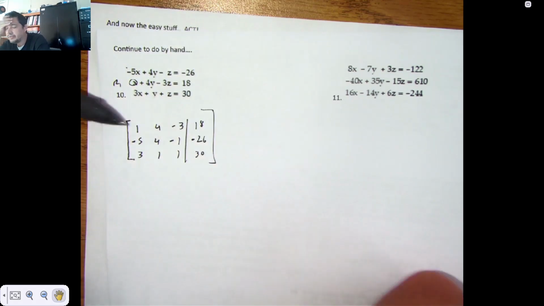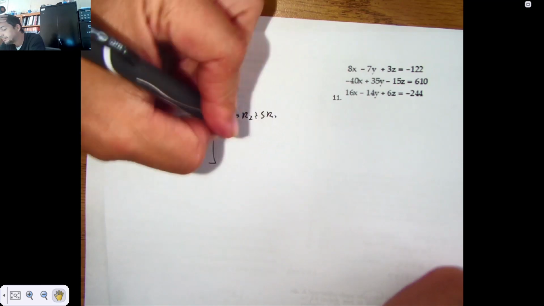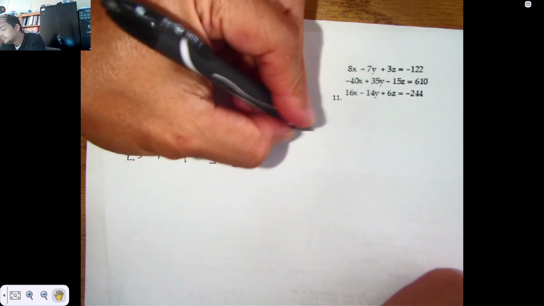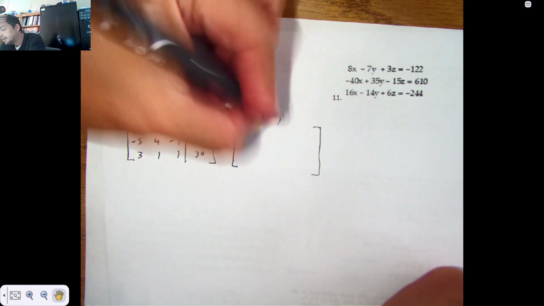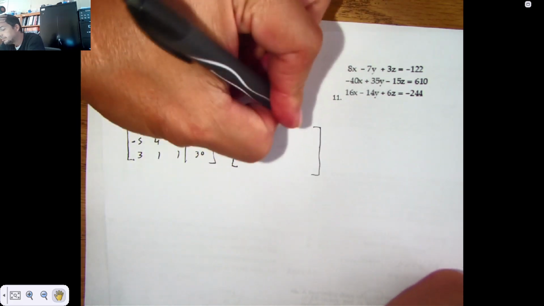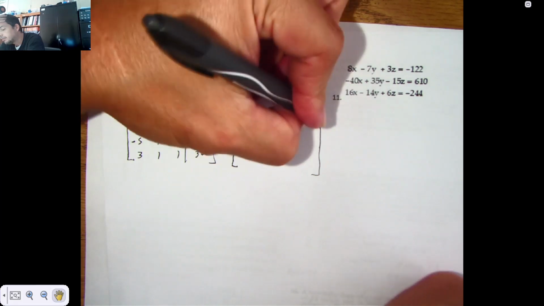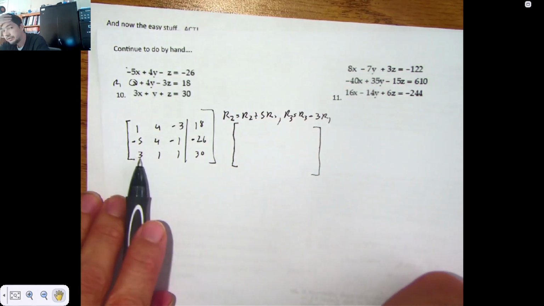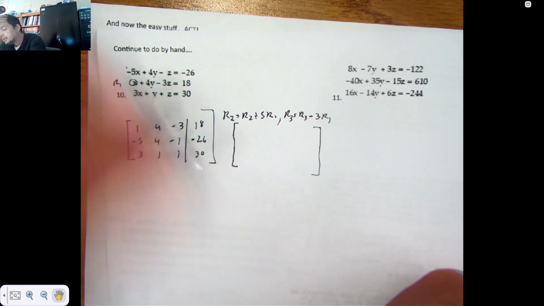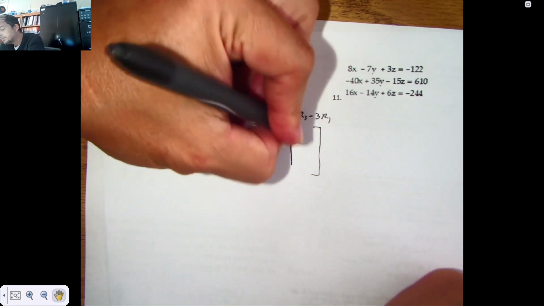The reason I put that guy in row 1 is because there's supposed to be a 1 here. This is supposed to be a 0. That's supposed to be a 0. All right? So my first row operation is that row 2 is row 2 plus 5 row 1s. And while I'm at it, I'm also going to do that row 3 is row 3 minus 3 row 1s because I also want a 0 here. And I'm trying to save space on paper.